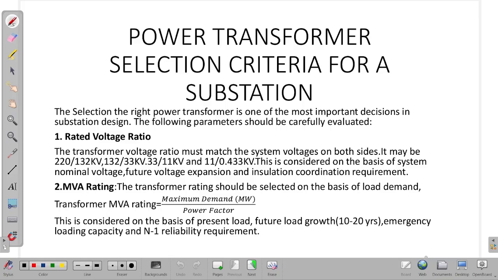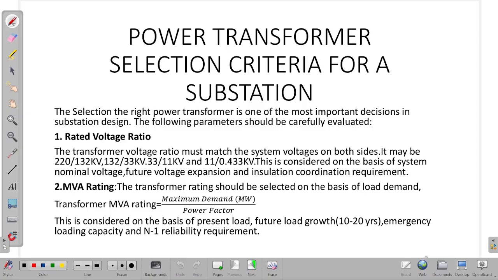So when we go to install a substation, before that we plan different technical factors. Out of that, one is your power transformer selection. On what basis can we choose the power transformer, or distribution transformer, for a substation?